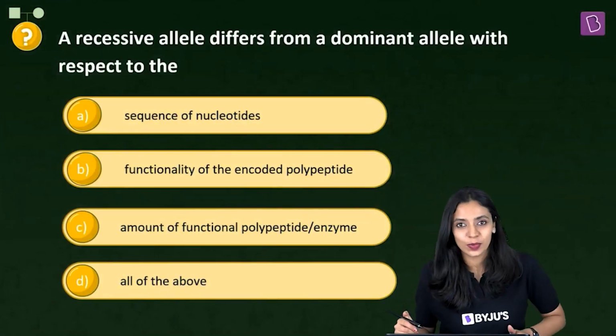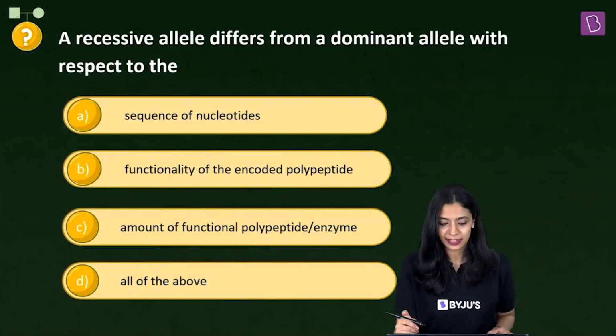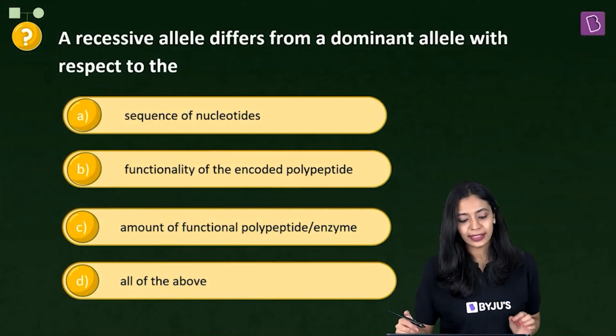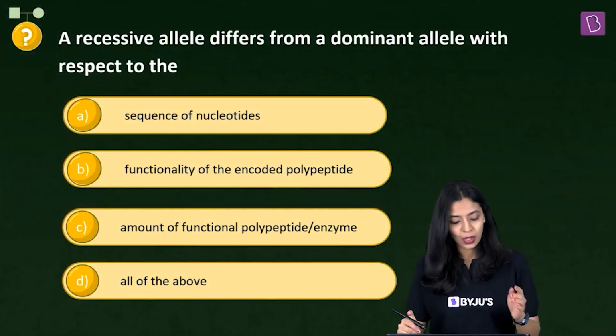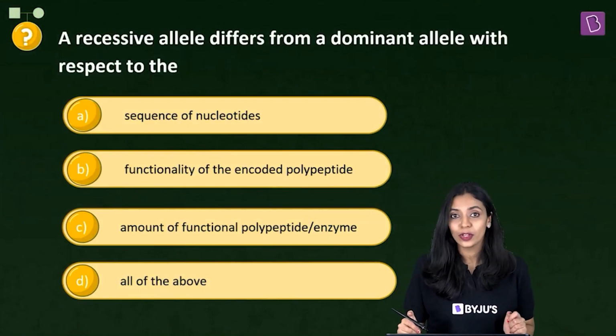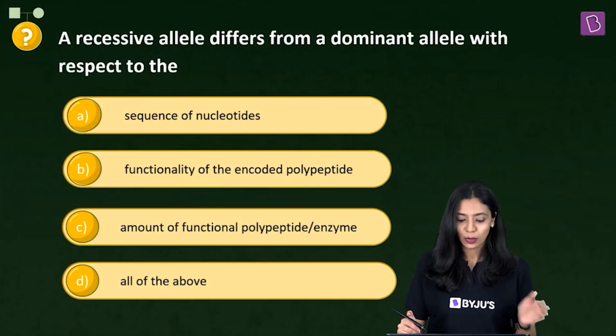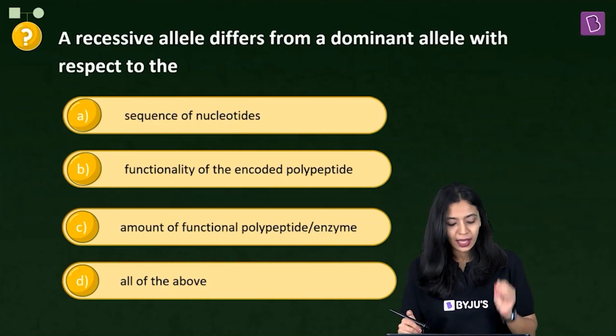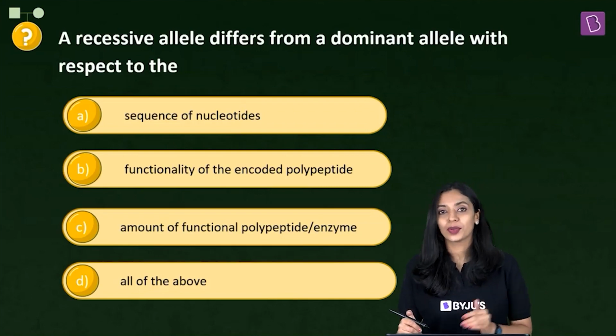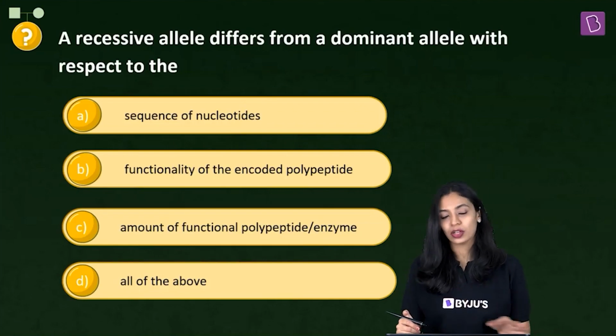Now let's take a look at this question. A recessive allele differs from a dominant allele with respect to, the options are: sequence of nucleotides, functionality of the encoded polypeptide, amount of functional polypeptide or enzyme, and option D, all of the above.